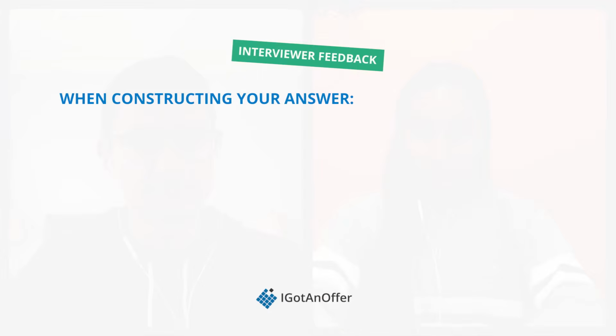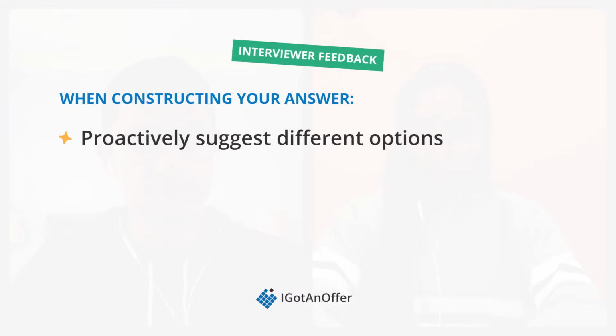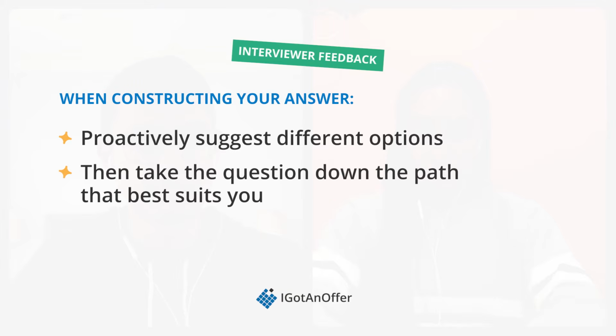One great way to show the interviewer that you're thinking two steps ahead is to proactively suggest different options, or at least what you think might be the best option for the clarifying questions you ask. This not only helps you take the question down a path that you feel might be best, but it also shows the interviewer that you have in mind what a great way to talk through this might look like, and that you're thinking about that ahead of time.